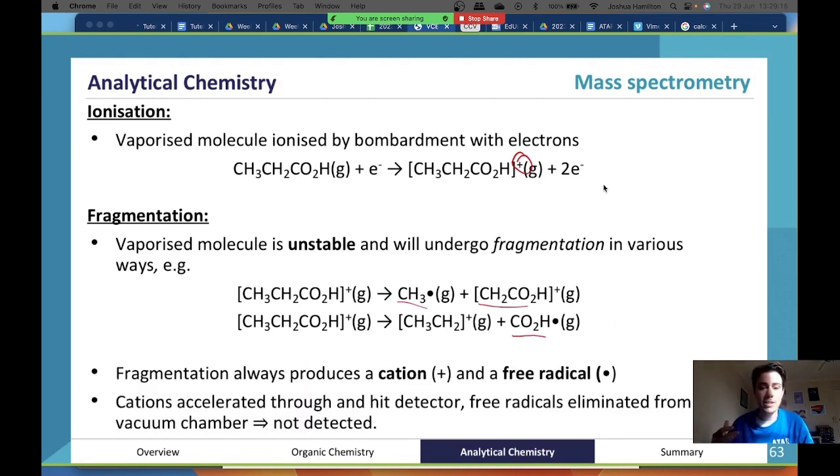Fragmentation causes a cation and a free radical. Cations accelerate through the machine and hit a detector. Free radicals are eliminated in the chamber, so free radicals are not detected. The positive aspect is detected. What's really important is they're not all going to break in the same place. You can have breaks in different places. There's usually only going to be one break, but it's going to break in different spots. So you're going to get lots of different cations forming.